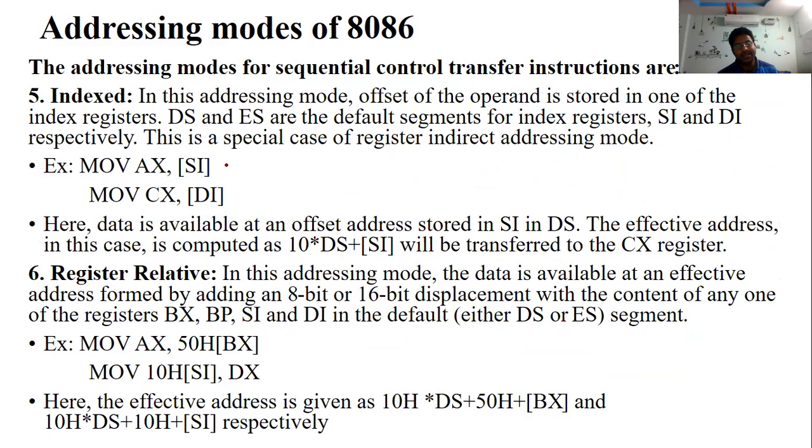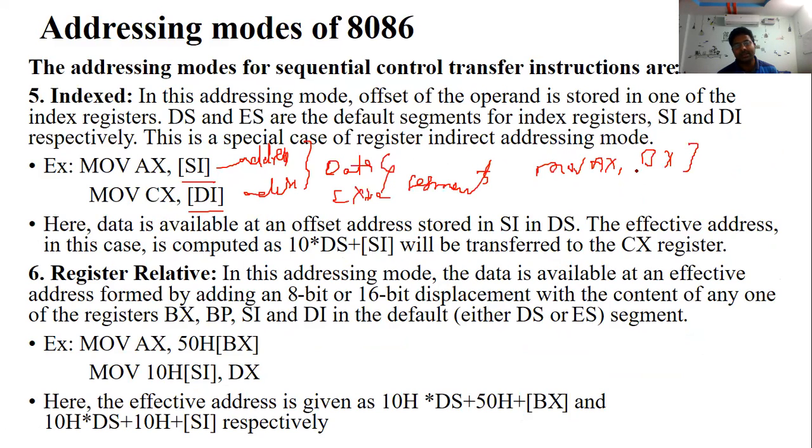Instead of AX, BX registers, we use index registers as the indirect addresses. These are also addresses. For these, the data segment and the extra segment are used. What is the difference between MOV AX, BX and MOV AX, SI or DI? What is the difference between these two instructions?